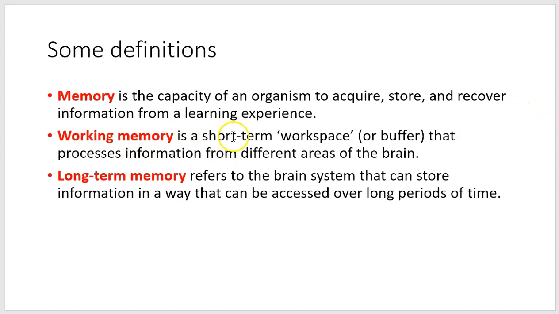Working memory is going to be a short-term workspace to manipulate information, kind of like a buffer system that processes information from different areas of the brain. And then we have the long-term memory system, and that refers to the brain system that can store information in a way that can be accessed over long periods of time.